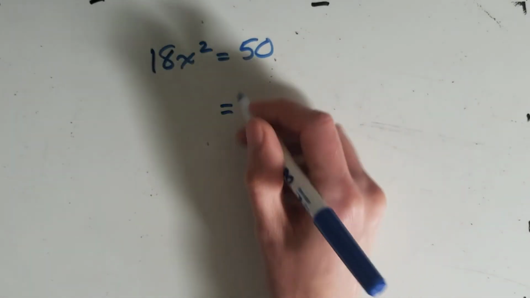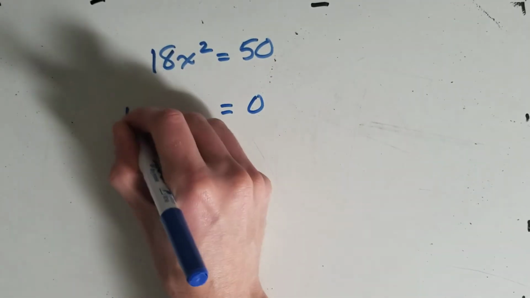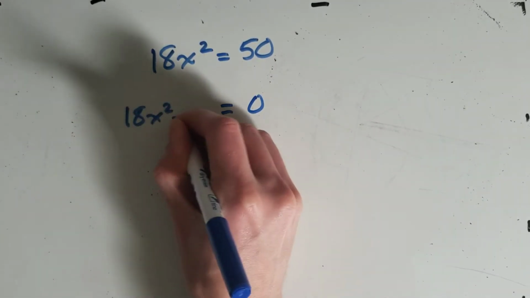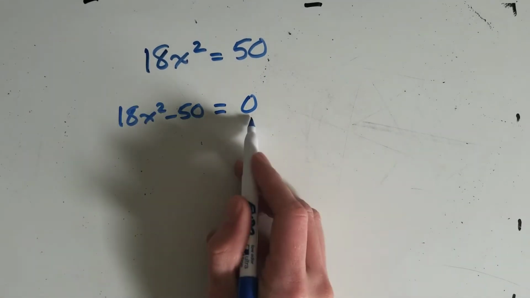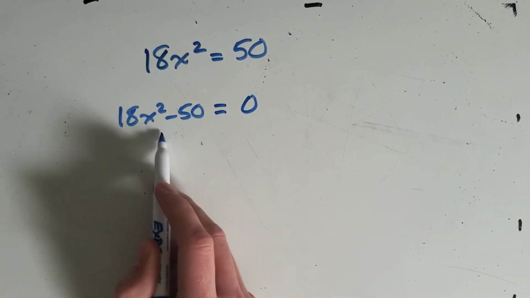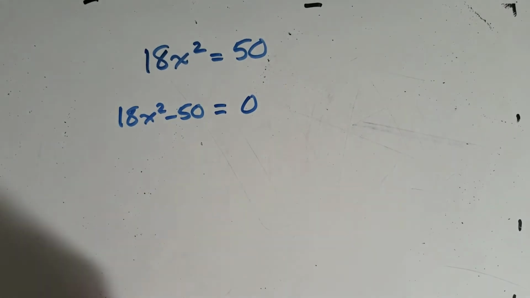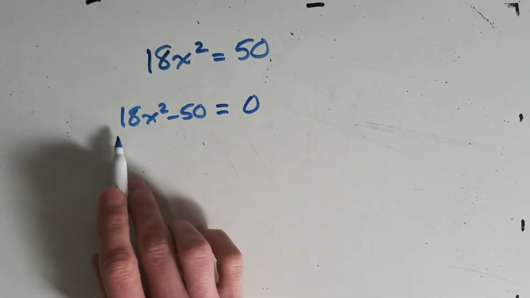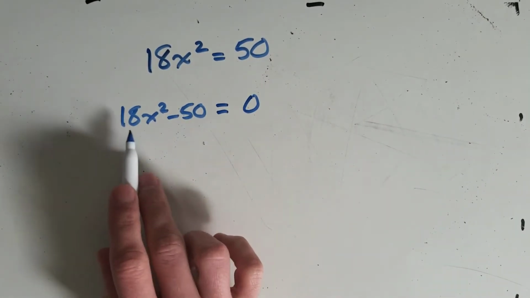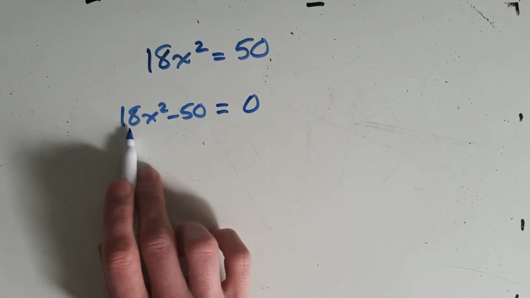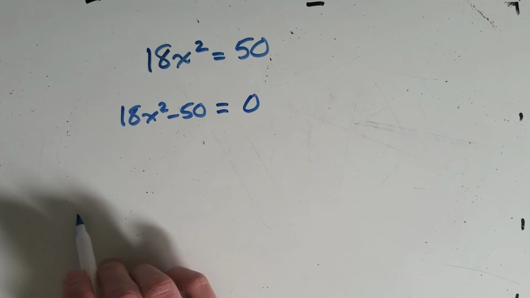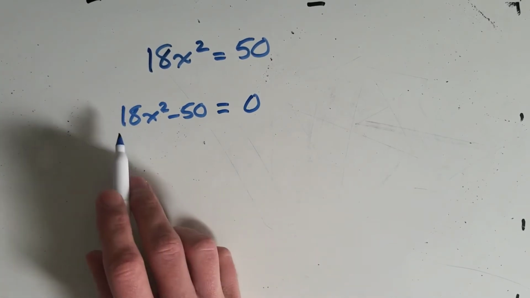So to do that, I'm going to subtract 50 from both sides. So it'll look like this: 18x squared minus 50 equals 0. Now if we can factor over here, then we can use that zero product property. Let's see. Not a perfect square, not a perfect square, so we can't use difference of squares, but again, the first thing we should be looking for is GCF.